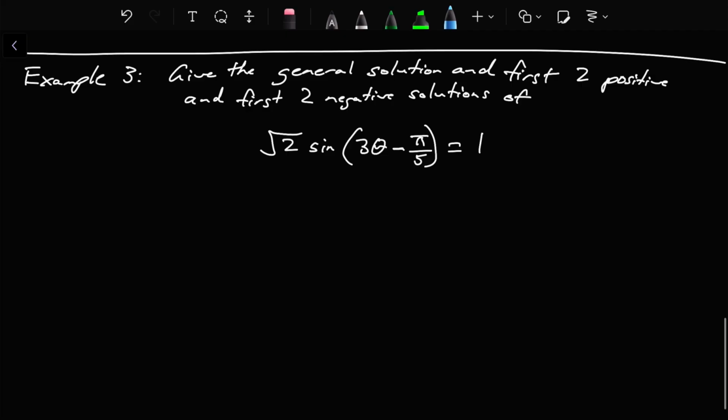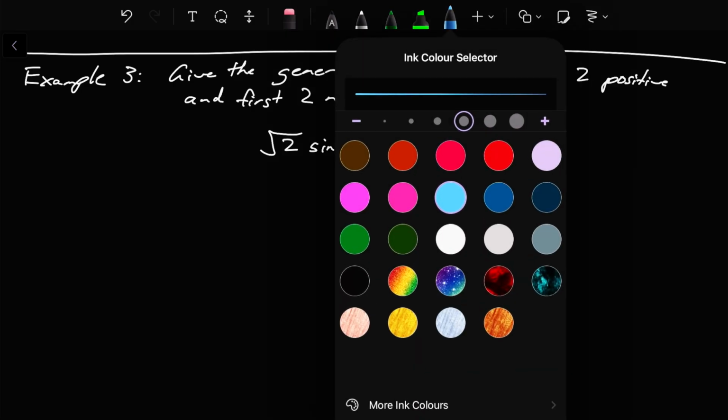All right, let's do the last one. Give the general solution and the first 2 positive and first 2 negative solutions of this thing. Now, this is an example of one where, because there's so much going on in the equation, particularly inside the bracket, we're going to use the general solution, and then we're just going to vary our parameter, or k, to find the solutions. So basically, we just solve it algebraically for now.